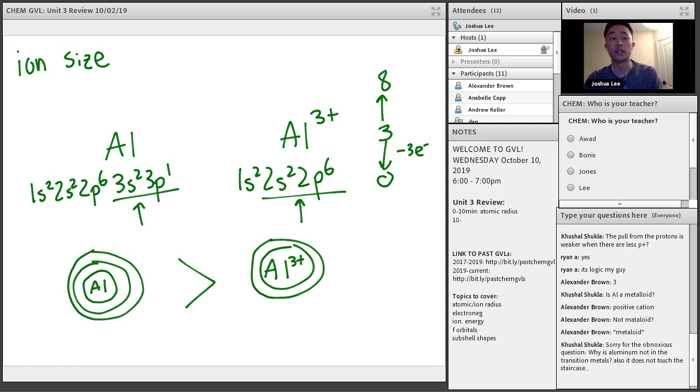Remember, not everything that touches the staircase is a metalloid. So if you think about aluminum, you use aluminum to wrap your leftovers. Aluminum is a metal.